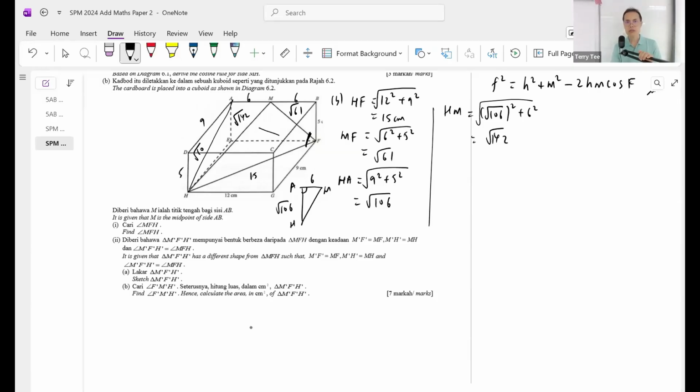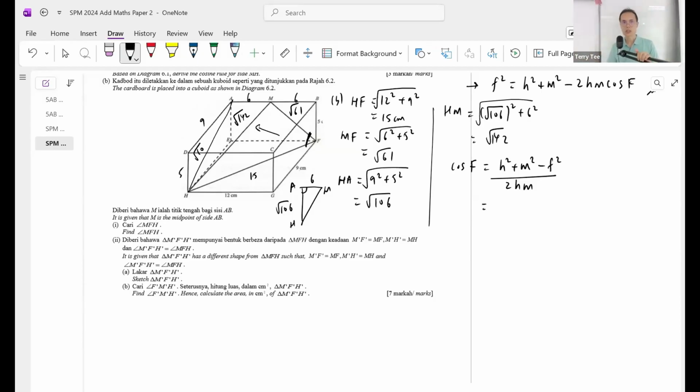I'm going to use the cosine rule, but remember there are two versions. This is the first version, right? The second version is we rearrange it. So bring your cos F to the left-hand side. Bring your H square, M square on the right. Bring the F to the right-hand side. Then you divide by 2HM. It's better to do it this way, so that when you substitute, you can calculate the value straight away. You don't have to substitute, then rearrange. You may mess up in the process.